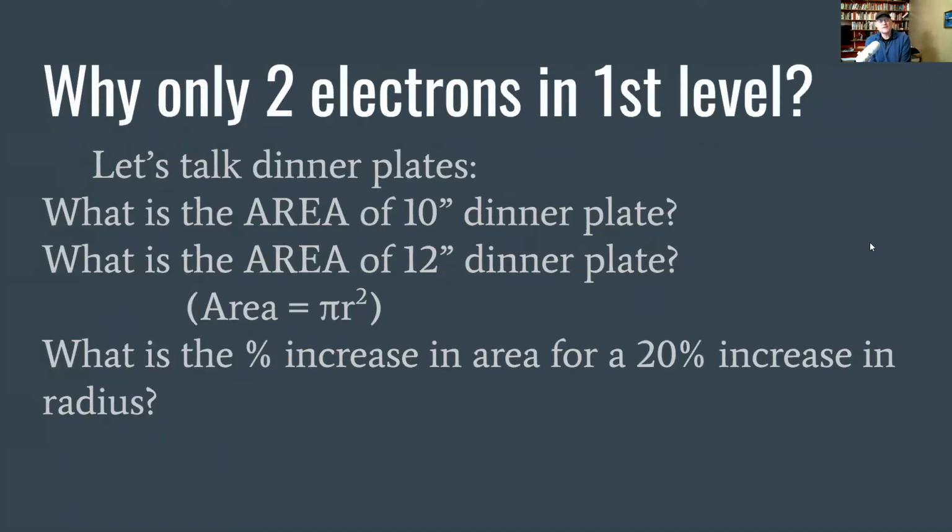So let's continue our discussion. Why are there only 2 electrons on the first energy level? Well, and I know this sounds like a tangent, but it's truly not. Let's talk about dinner plates.